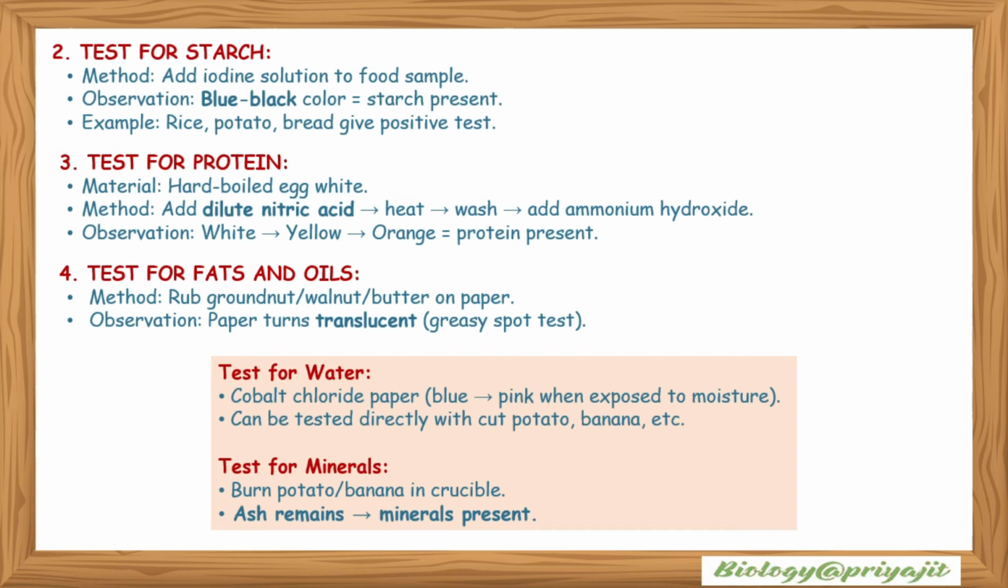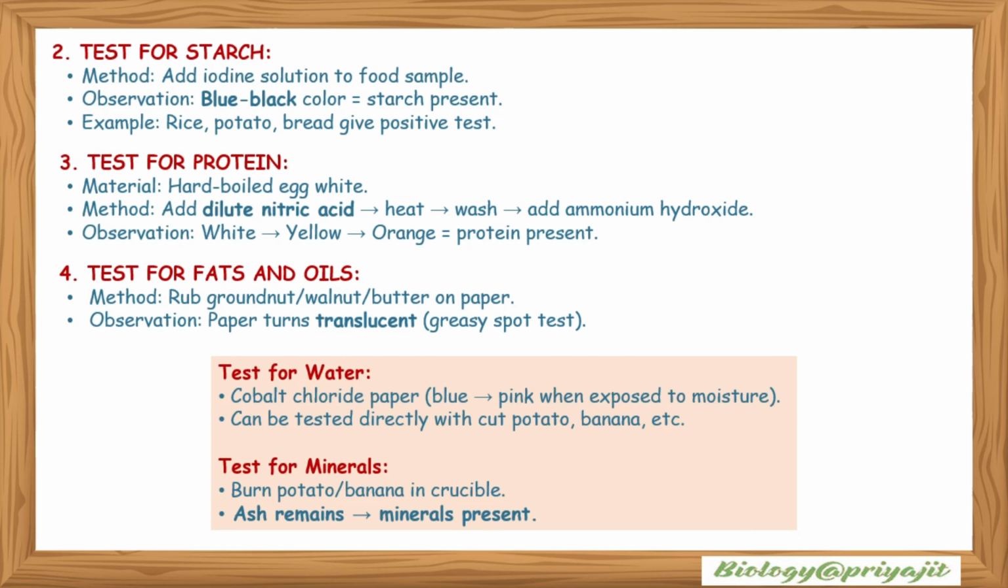Test for starch. Method: add iodine solution to the food sample. Observation: a blue-black color appears, so starch is present. Examples: rice, potato, bread give a positive test. Test for protein: hard-boiled egg white. Method: add dilute nitric acid, heat, wash, then add ammonium hydroxide. Observation: white to yellow to orange, which indicates that protein is present.